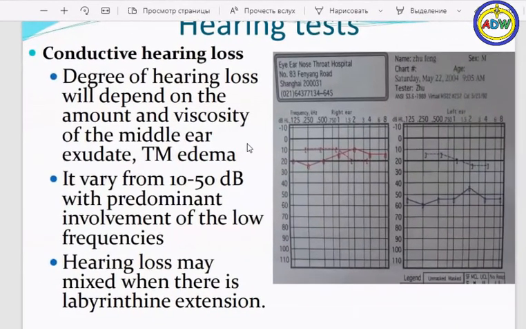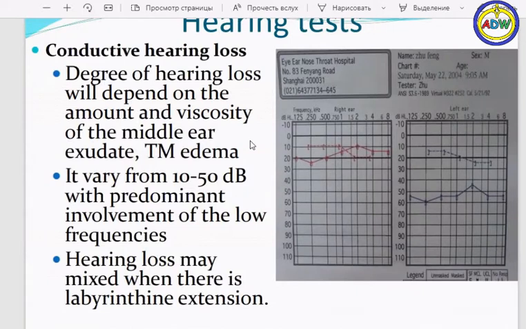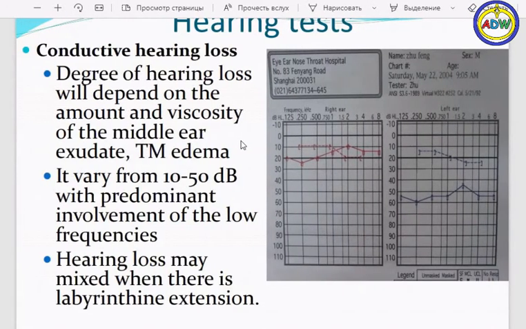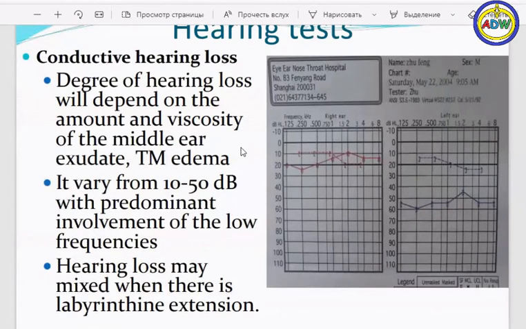Bone conduction stays in the same place. Normally, air conduction is better than bone conduction. But in conductive hearing loss, in Rinne's test, Rinne will be negative, when bone conduction is better than air conduction.